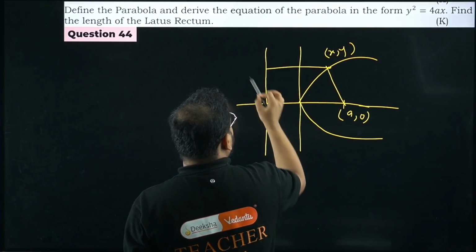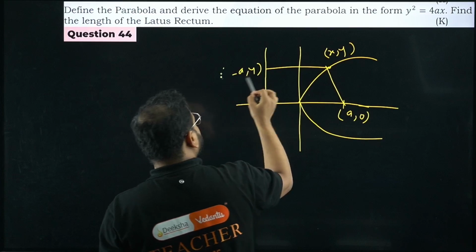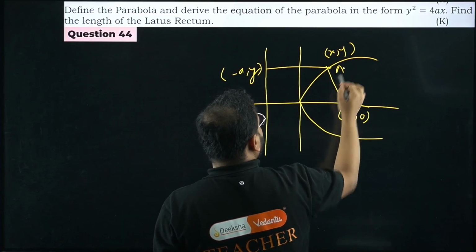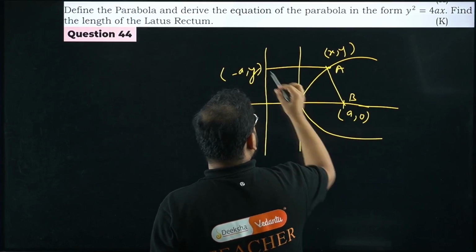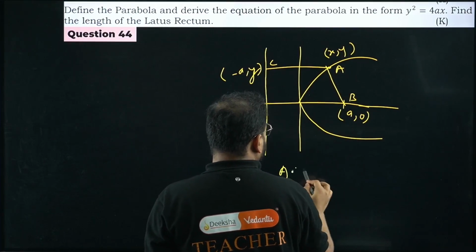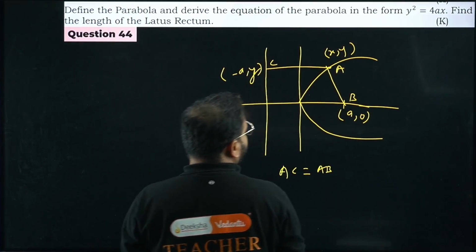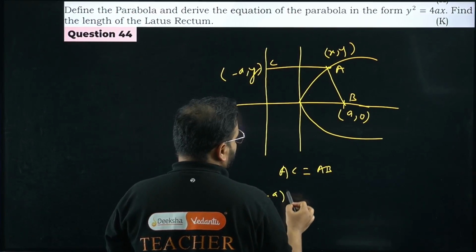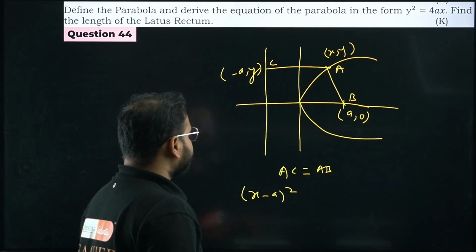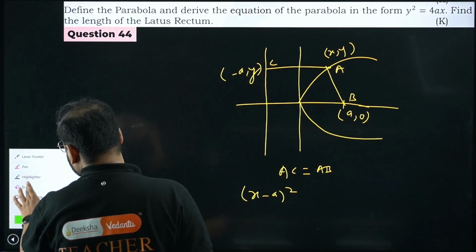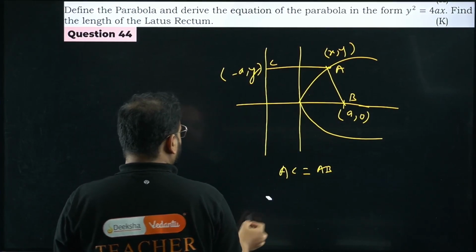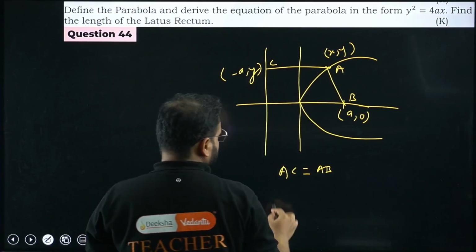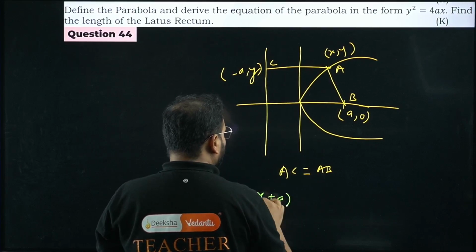What is this distance? Minus a comma y, no? So basically what they are saying is, this is let's say A, this is let's say B, this is C. They are saying that AC equals AB. Let's find AC first. So you'll get x minus minus a, so x plus a the whole square, and plus y minus y.